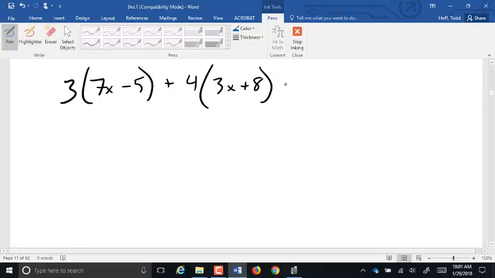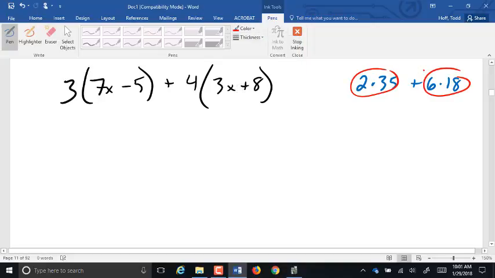Okay, so I have a problem like this. 3 times 7x minus 5 plus 4 times 3x plus 8. This is really just an order of operations problem. It's no different than having something like this, 2 times 35 plus 6 times 18. You have to do the multiplications first, and then you add. Same thing here. We have to do the multiplications first, and then add.